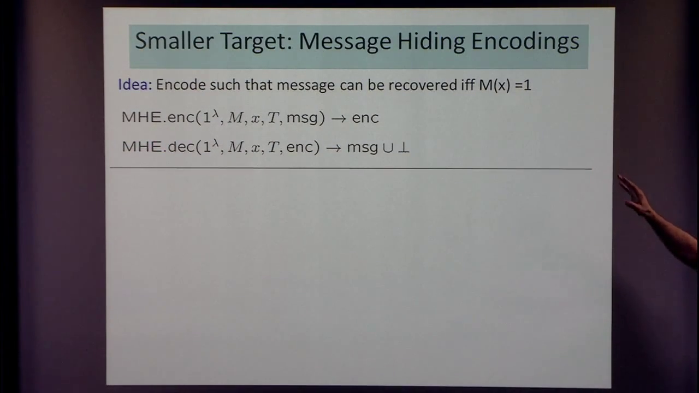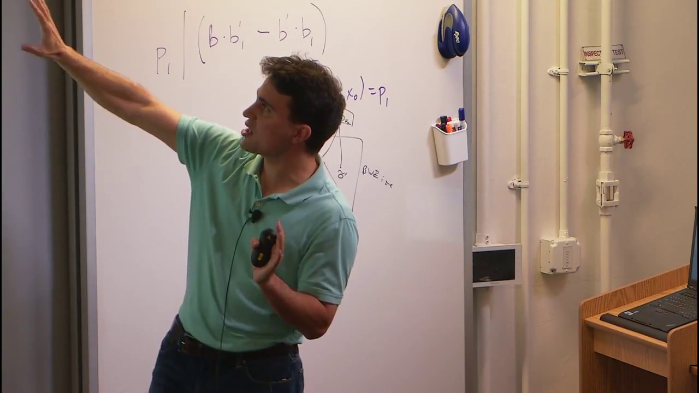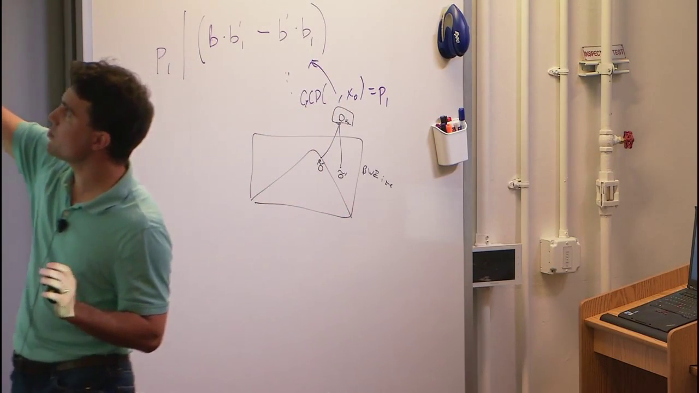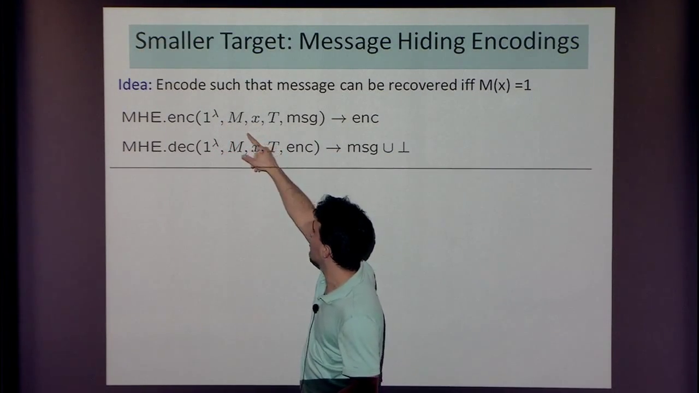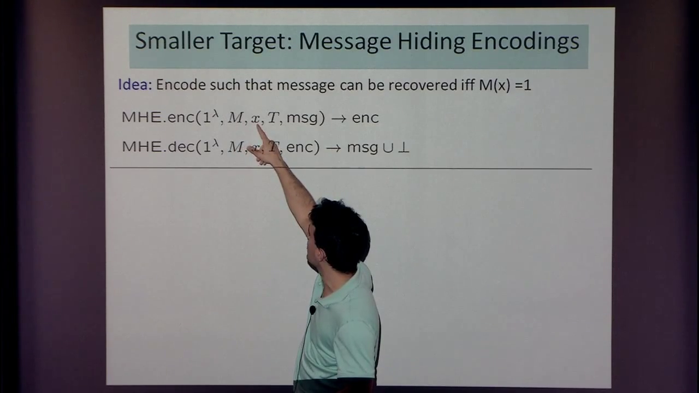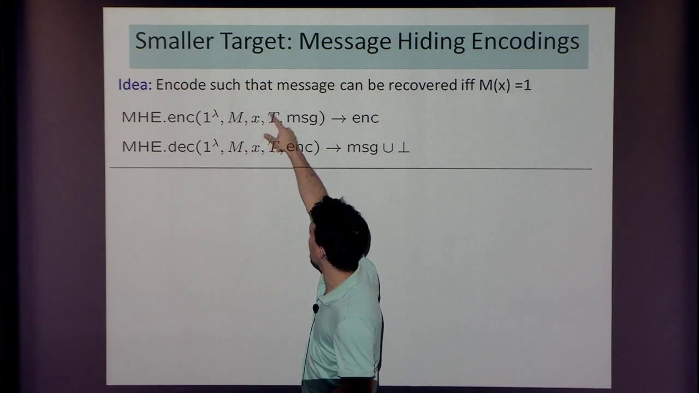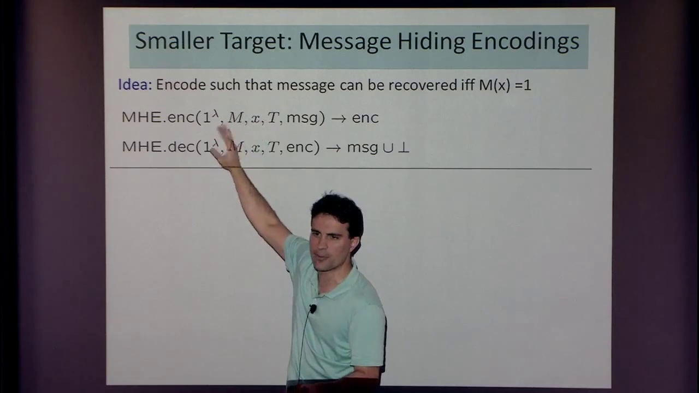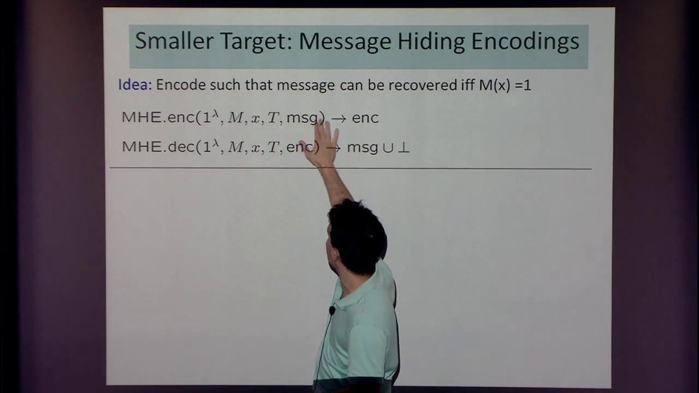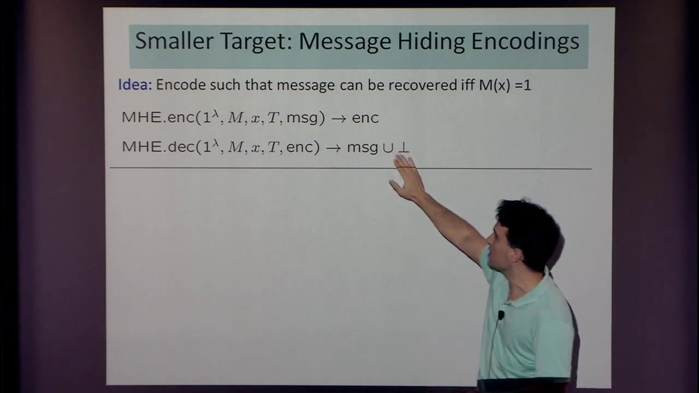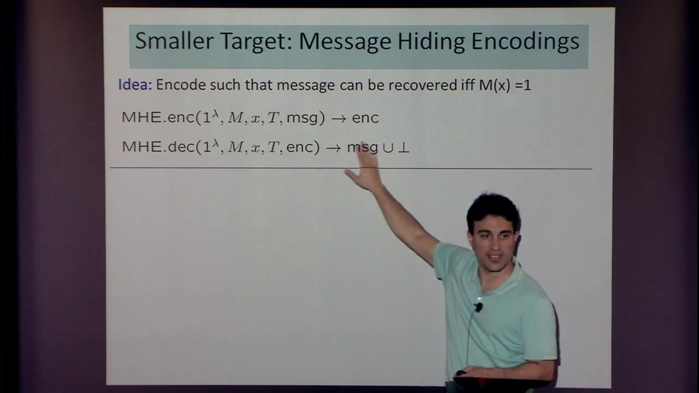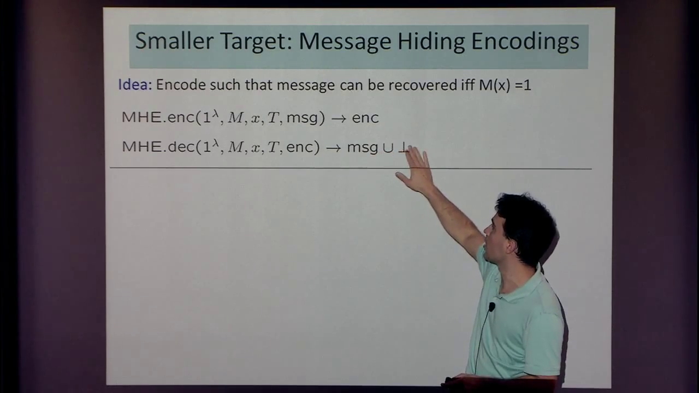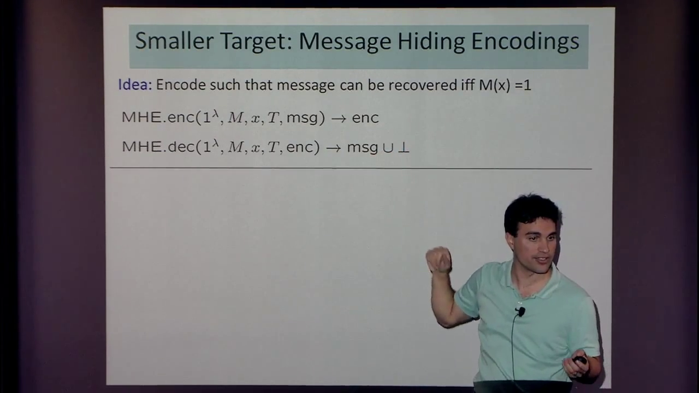Okay. So the smaller target that I'm going to aim for right now, that we'll zoom our focus in on, will be message hiding encoding. The encoding algorithm will take as input a security parameter, a Turing machine description M, an input X, some time bound capital T (just think of T as 2 to the lambda for lack of anything better), and a message. It outputs an encoding, and then the decoding algorithm will take as input this encoding and either output the message if M of X is equal to 1, or output bot, like reject, if it's equal to 0.